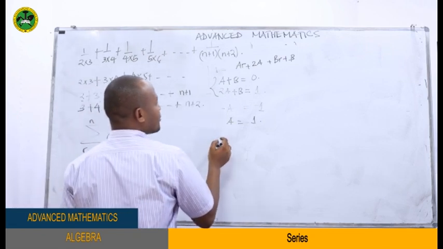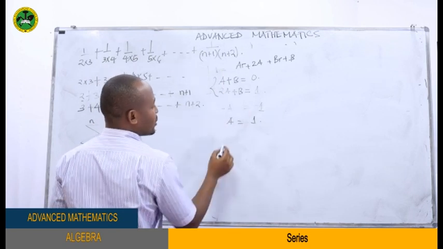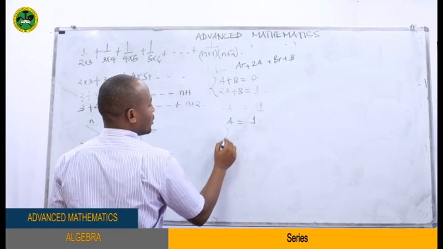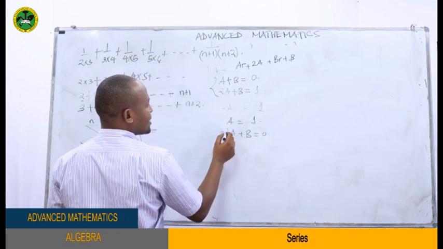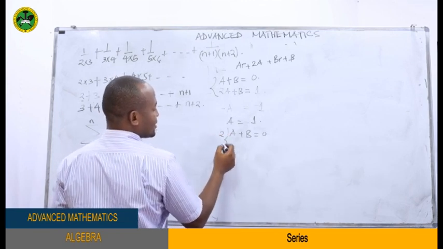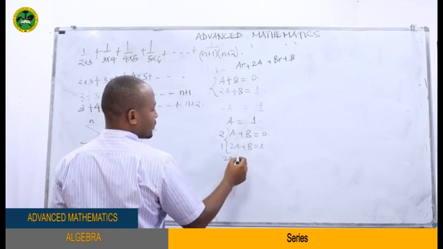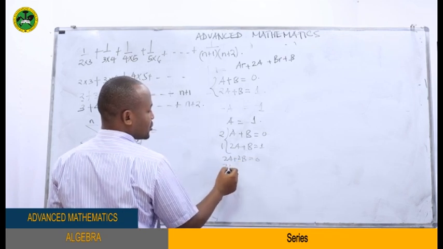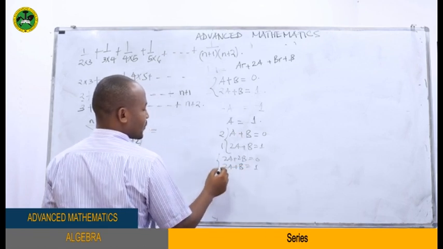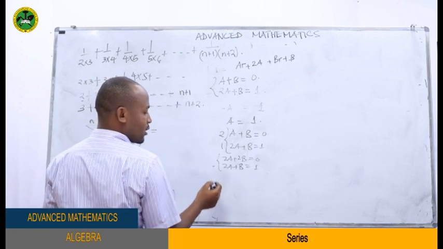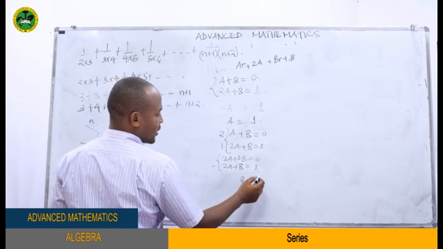And then finding the value of b, let's multiply the equation above by 2, and the other one by 1. So we are going to have 2a plus 2b, which equals 0, and 2a plus b, which equals 1. Subtracting those, 2a will go, and we'll be left with b equals negative 1.